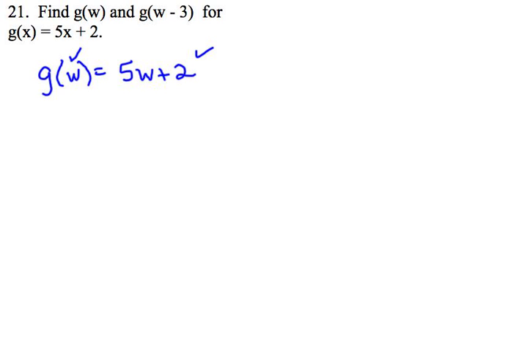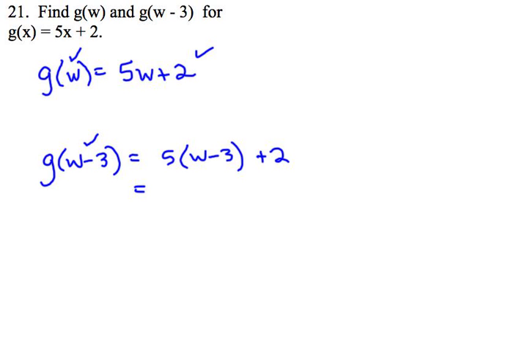Okay, now you want to find g of w minus 3. This means I'm going to replace the x value with the expression w minus 3. So notice I'm plugging in an expression. I should get an expression when I finish the math. So 5 times w minus 3 plus 2. You need to simplify that, so distribute, collect like terms, and you'll notice that I inputted an expression and I got an expression as my final answer.